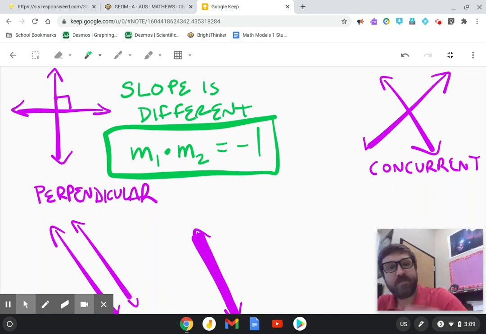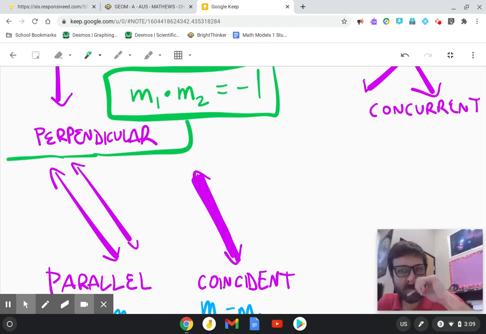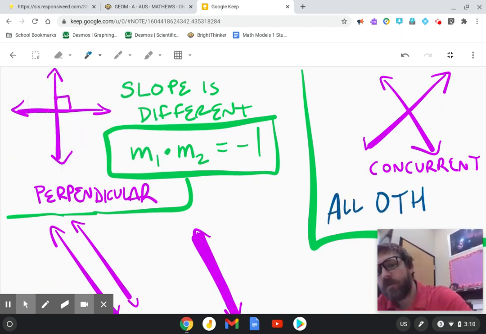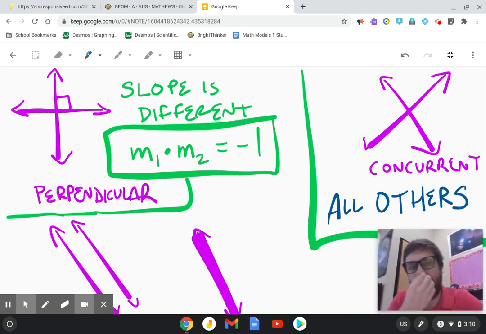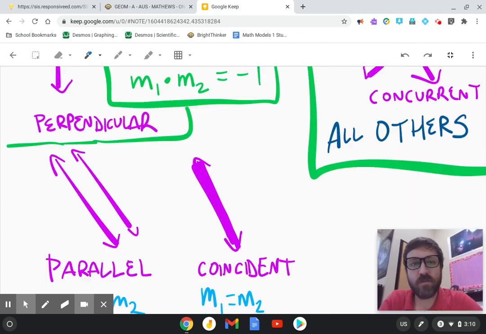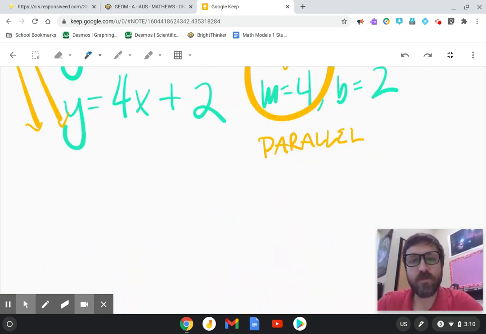And then if the lines do not meet any of these requirements, then we know that we have a concurrent pair. So I'm going to write over here all others. So you have four possibilities. You have the slopes are the same, and then you choose between parallel and coincident based on the y-intercept. Then if that is not true, then you go look at the slopes. If they multiply to make -1, then it's perpendicular. Any other option goes under concurrent. So let's look at a few other examples.